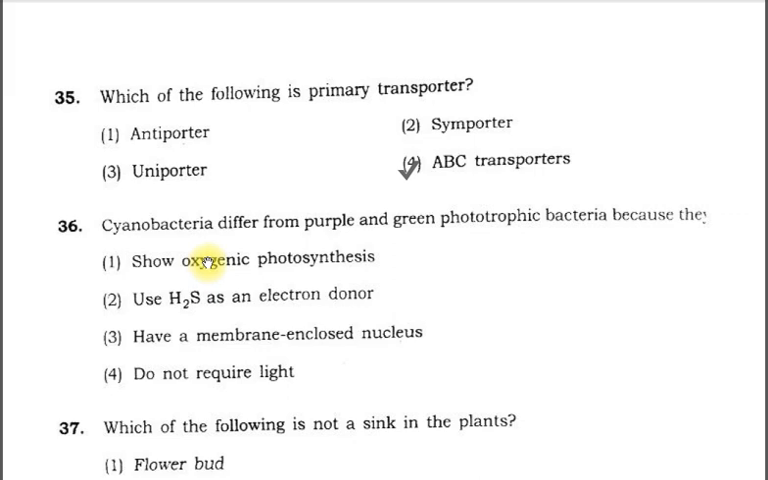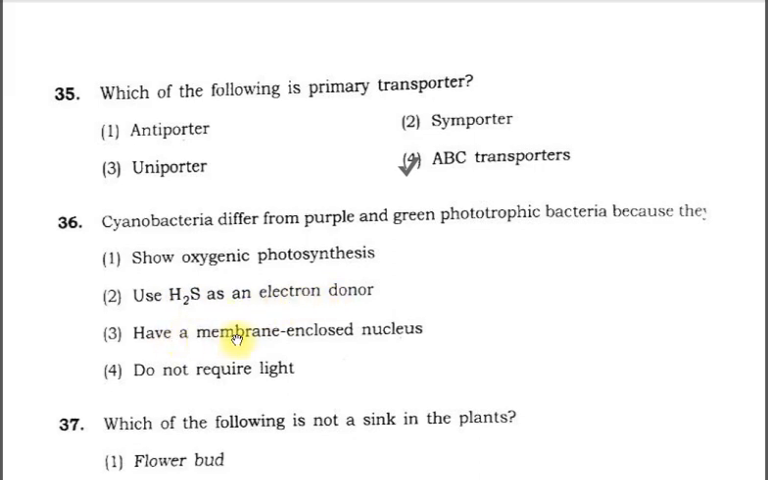Question number 36. Cyanobacteria differ from purple and green phototrophic bacteria because they, number 1, show oxygenic photosynthesis, 2, use hydrogen sulfide as electron donor, option 3, have a membrane and closed nucleus, option 4, don't require light. So out of this, the correct option is the option number 1. They show oxygenic photosynthesis. There are 2 linked photosystems in which water is the electron donor.